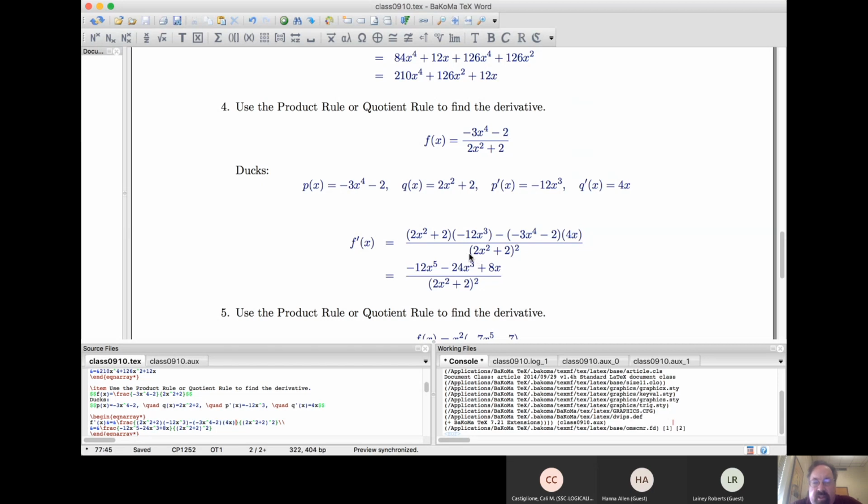Now, do not take time to multiply out the denominator. Just leave it in this form where it's some quantity squared. All right. And then in the numerator, we go ahead and simplify that as well, combining any like terms that we get.